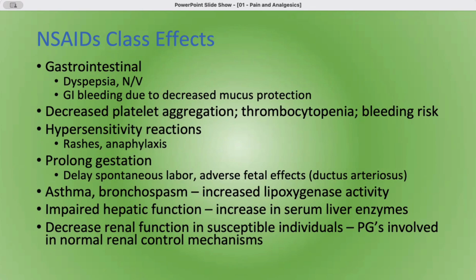The worst is from aspirin, because aspirin irreversibly acetylates the enzymes involved, whereas most other NSAIDs are reversible, so it's not as notable for other NSAIDs. You can get allergic reactions. Some patients develop rashes or anaphylaxis to certain NSAIDs.